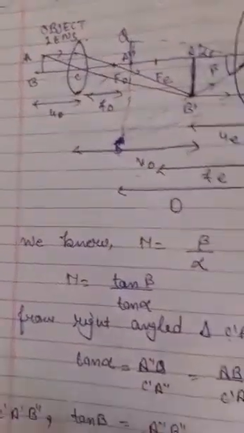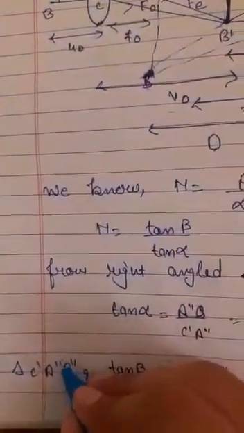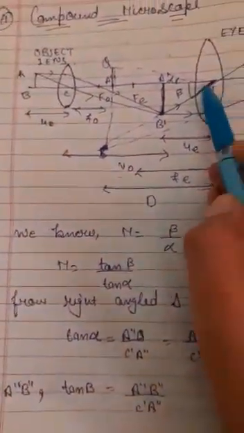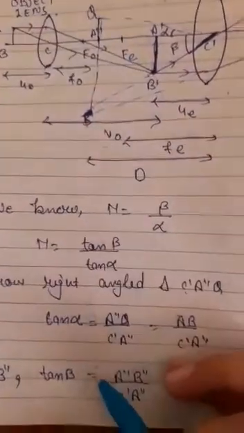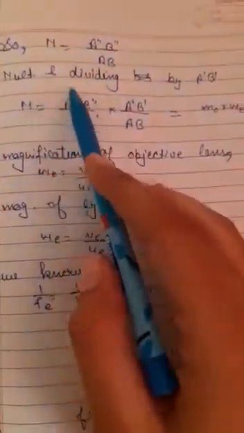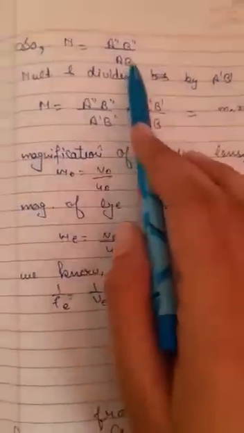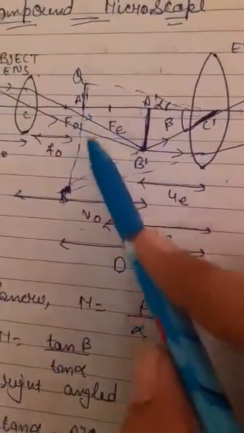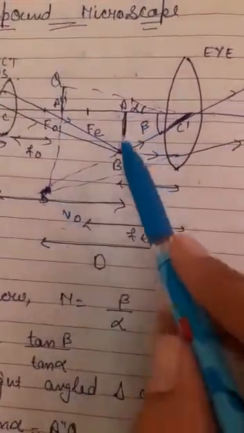In the triangle C dash A double dash B double dash, tan beta is again perpendicular upon base: A double dash B double dash is the perpendicular and the base is A double dash C dash. Now what I'll do is multiply and divide this equation by A dash B dash. When I divide, A double dash B double dash upon A dash B dash.